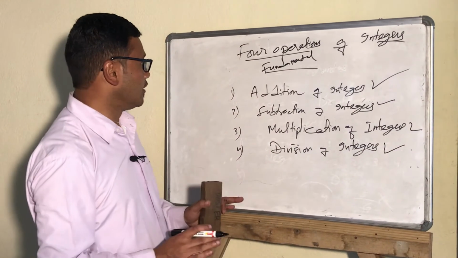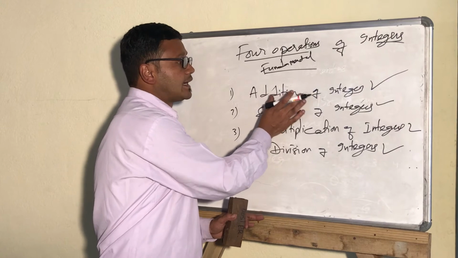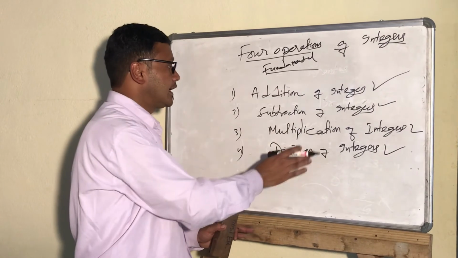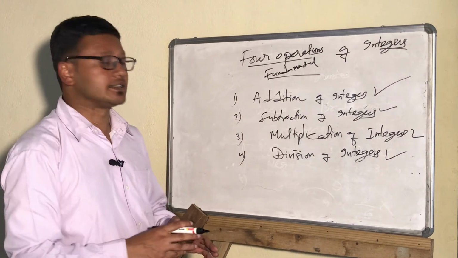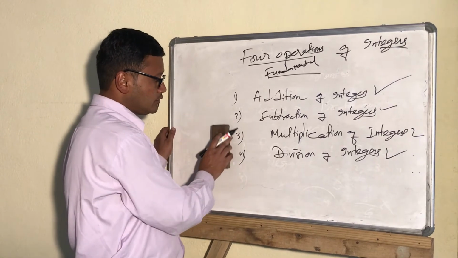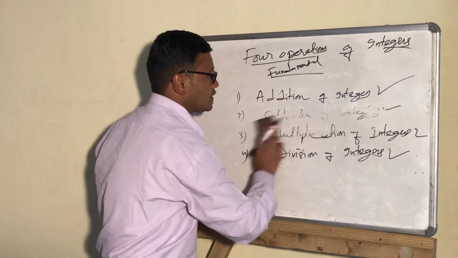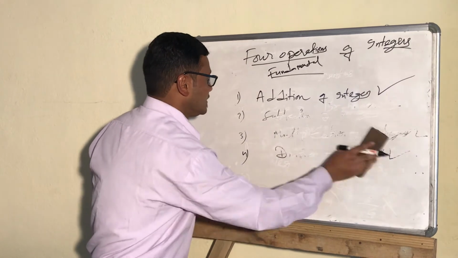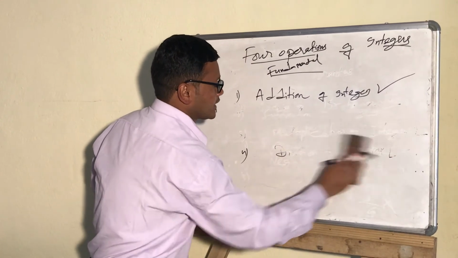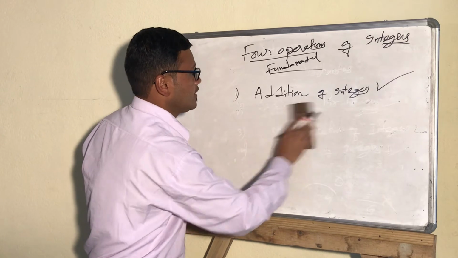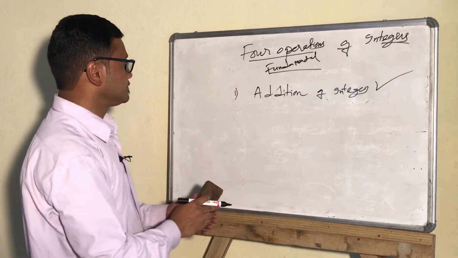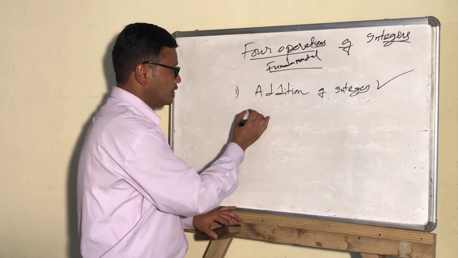Now we will discuss addition of integers, okay, part by part we can discuss. So I will rub out numbers 2, 3, 4, then we will discuss number 1, addition of integers, okay? Addition of integers. So I can give you an example.